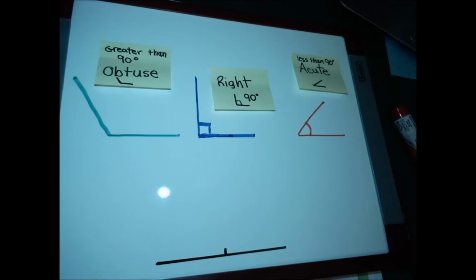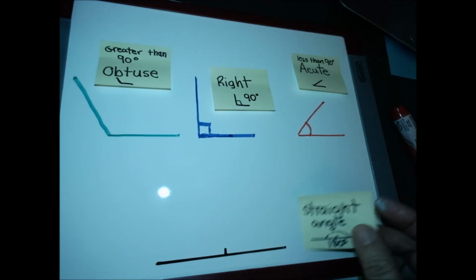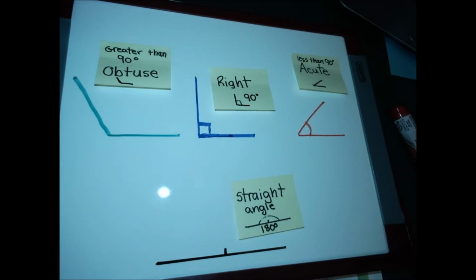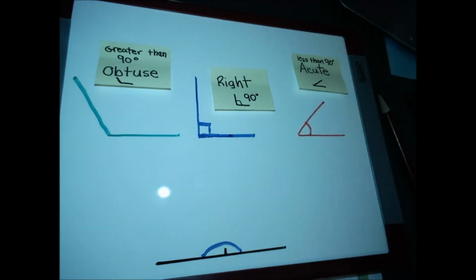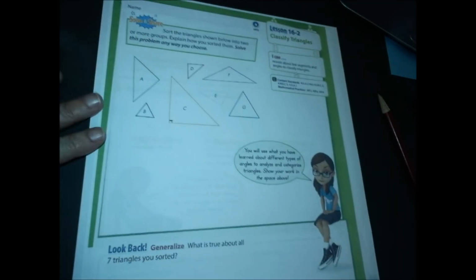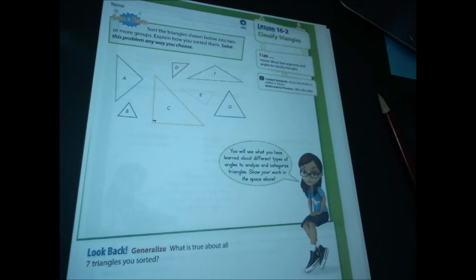There is one other angle that you may have reviewed, and this one is a straight angle. You will not see this in triangles, but a straight angle is 180 degrees, and we show that with an arch like this, indicating 180 degrees. So the major angles are the right, the acute, and the obtuse angles. Let's go ahead and take a look at our lesson, classifying triangles.